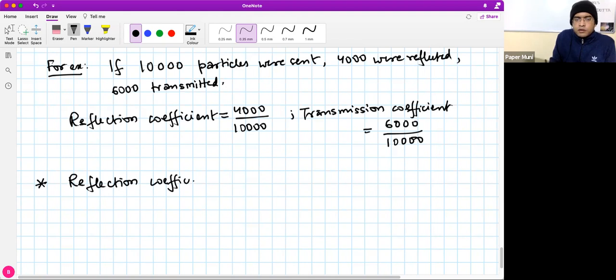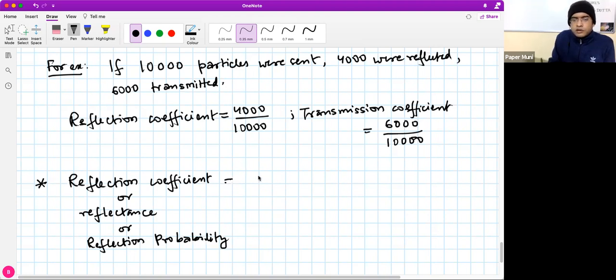Okay, the reflection coefficient, or these are several names, or reflectance. So examiners could use any of the names, or reflectance. Okay, or there's another name, reflection probability. So all these mean the same thing. So any one of them could be used. So let's define it.